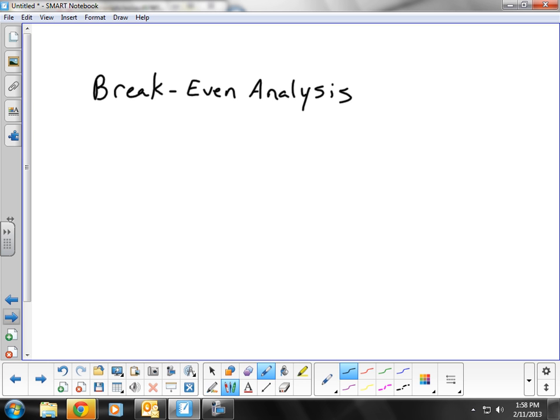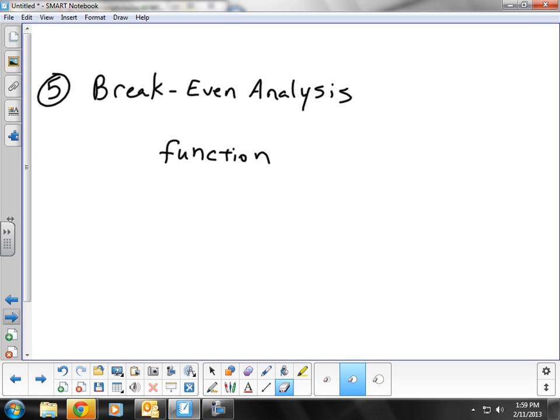In the business world, many times we want to talk about a profit function. This is objective 5, the last objective in this section. Not profit function, I don't know where. The revenue function. And a cost function.